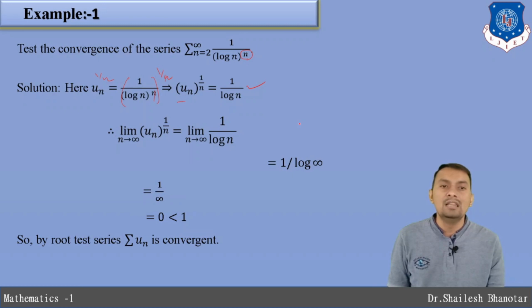But we know that log n tends to infinity as n tends to infinity. So you are going to get 1 divided by infinity, and therefore you get the answer 0, which is less than 1. Therefore, by the root test we can say that the given series is convergent.